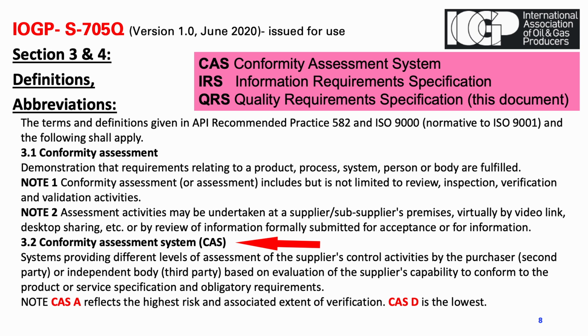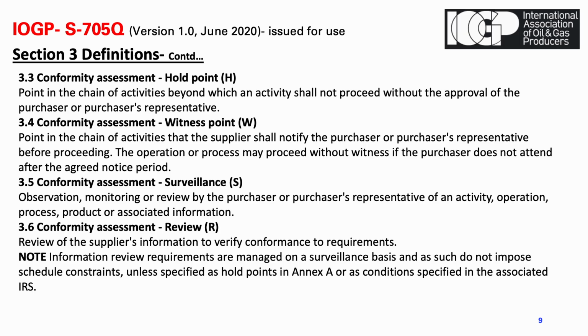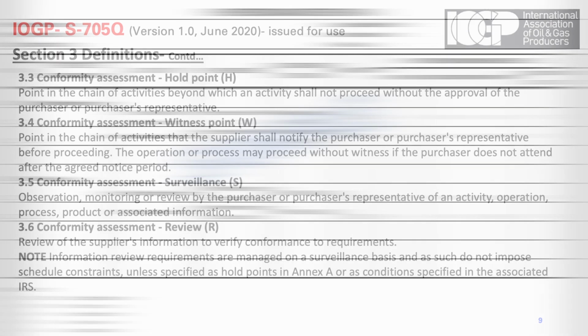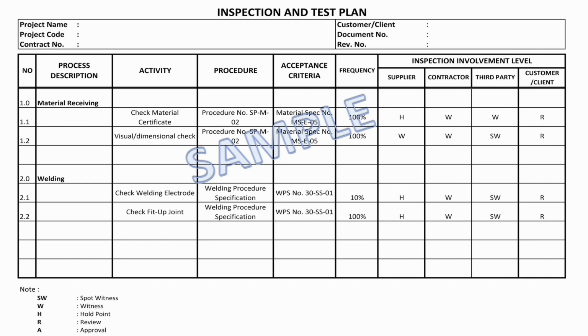We will see one Annex A at the end of this document, where you will understand how it is being used. To continue with the definitions, conformity assessment: hold point, witness point, surveillance and review points are there. Conformity hold point is H. It is a point in the chain of activities beyond which an activity shall not proceed without the proper approval of the purchaser or purchaser's representative.